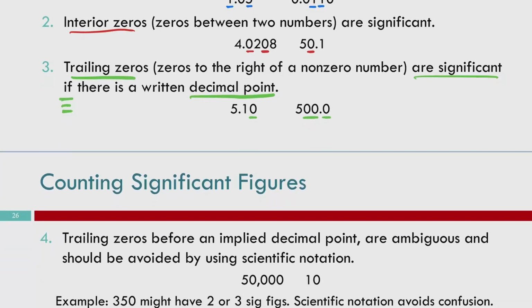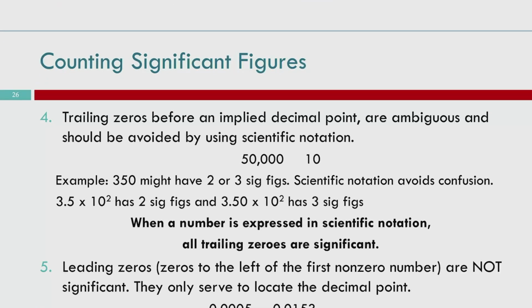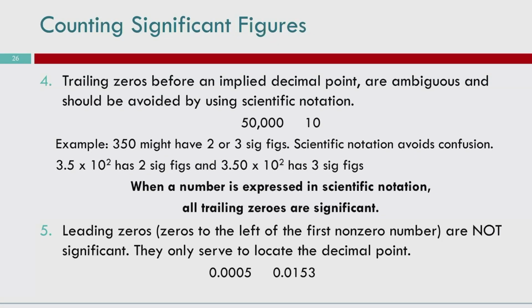All right, more rules. Here's the intrigue. Trailing zeros before an implied, not written, decimal point are ambiguous. They might be significant, they might not be significant. There's not a written decimal point, so we can't be sure. And so in this number 50,000 and in this number 10, we've got trailing zeros. There's not a written decimal point, so we don't know that they're significant. For example, this 50,000, the 5 is definitely significant. So at a minimum, we've got one significant figure. 1, 2, 3, or all 4 of these zeros might be significant. So we could have anywhere between 1 and 5 significant figures for that number.